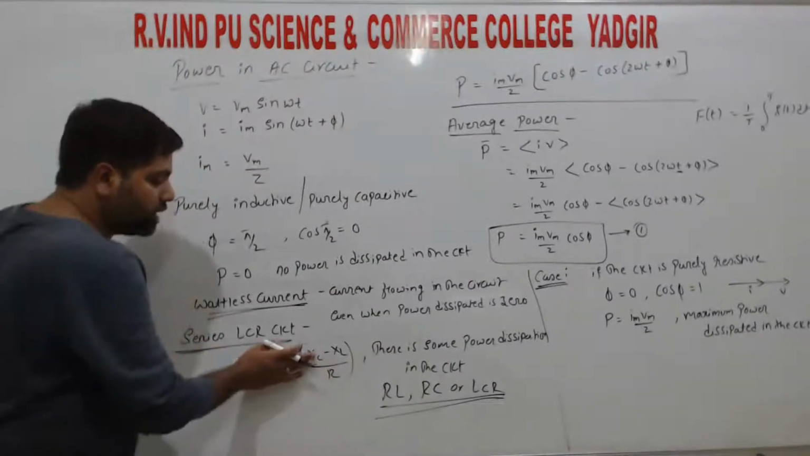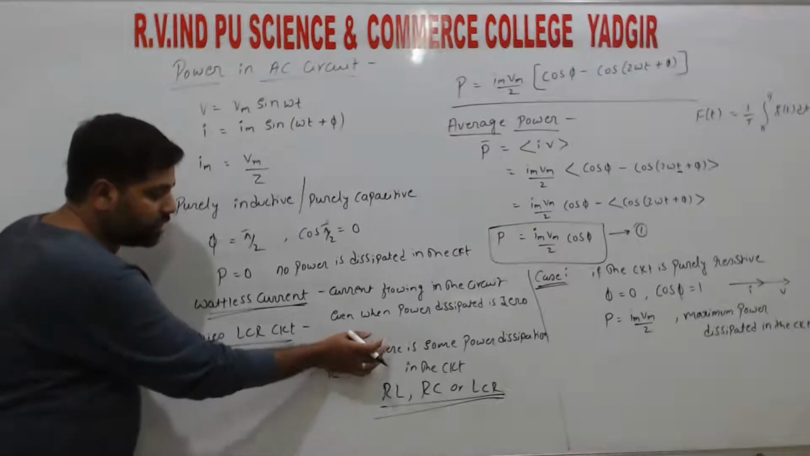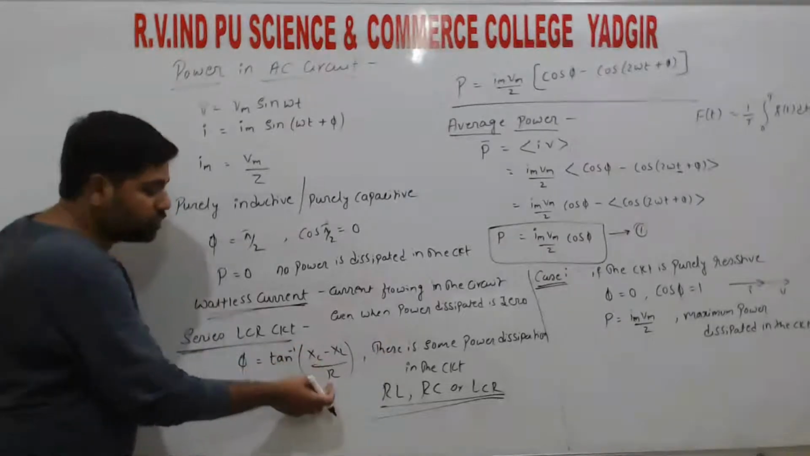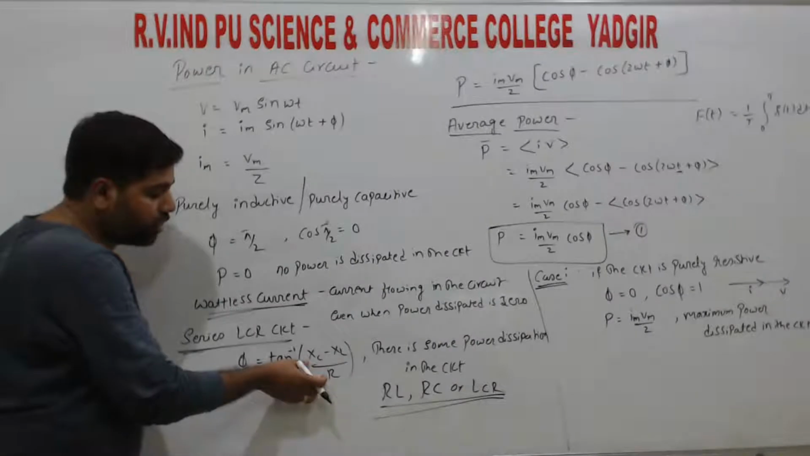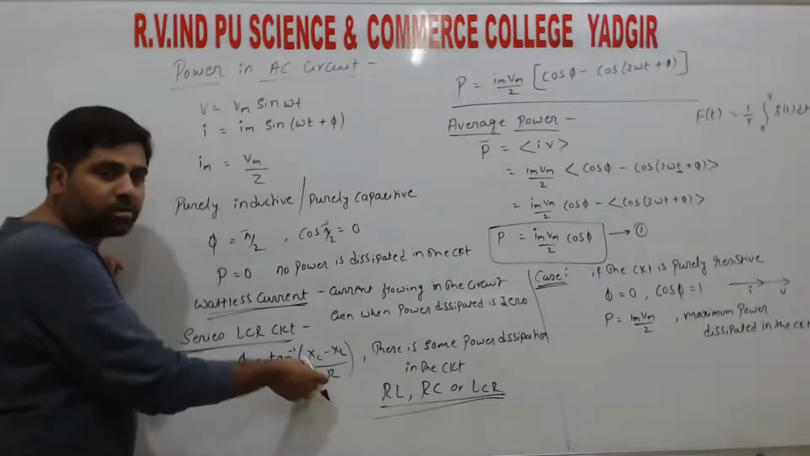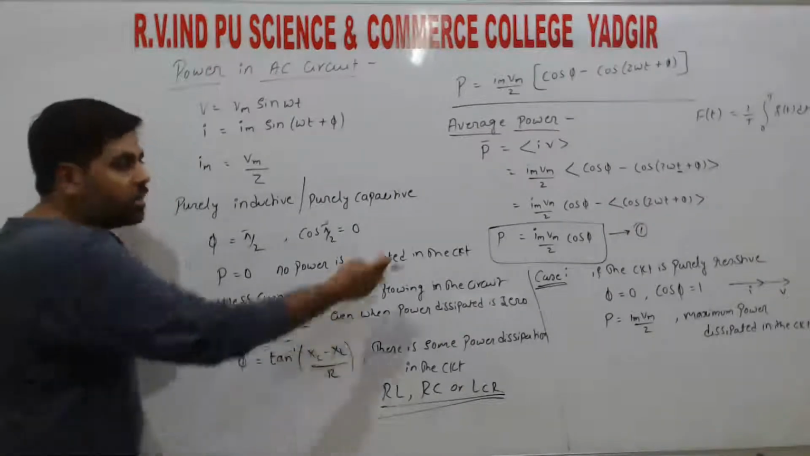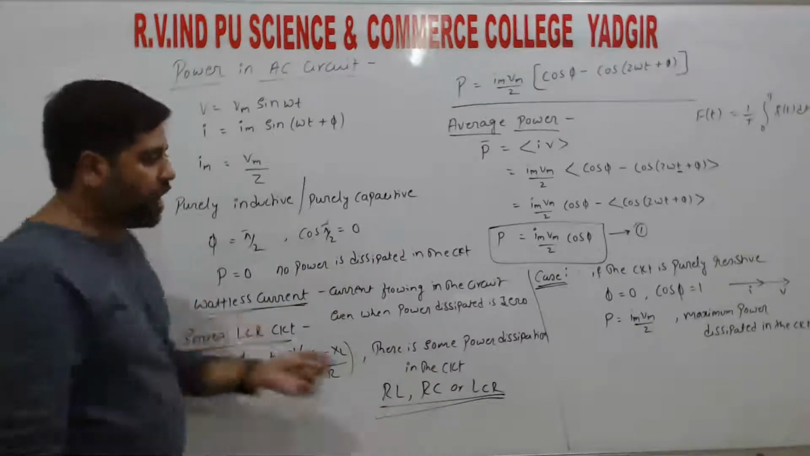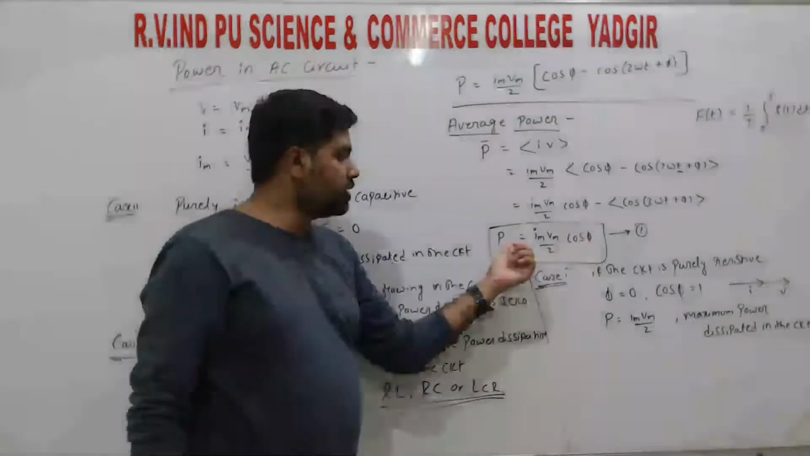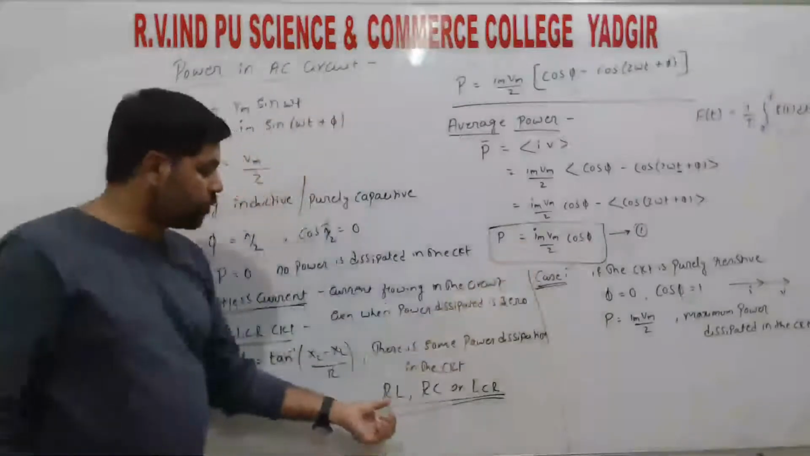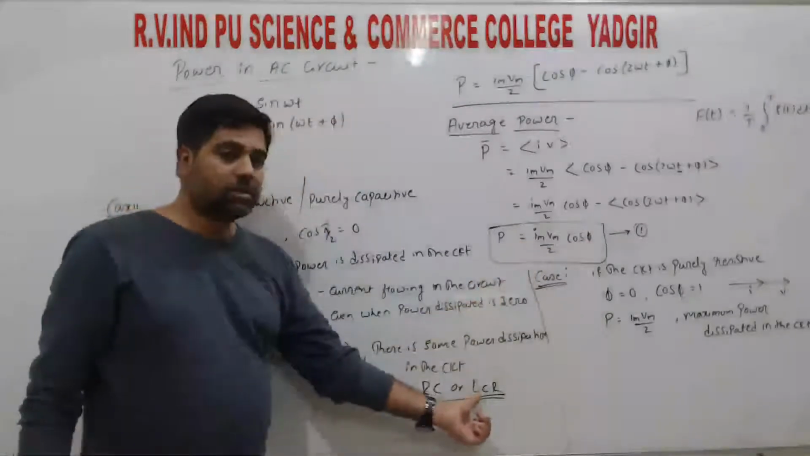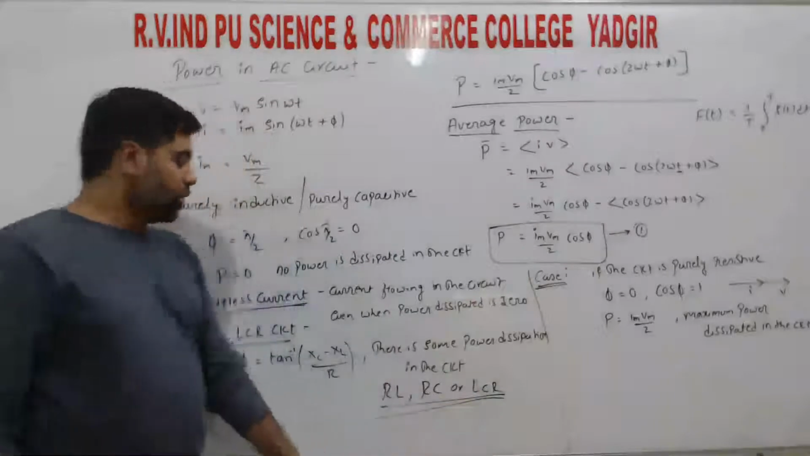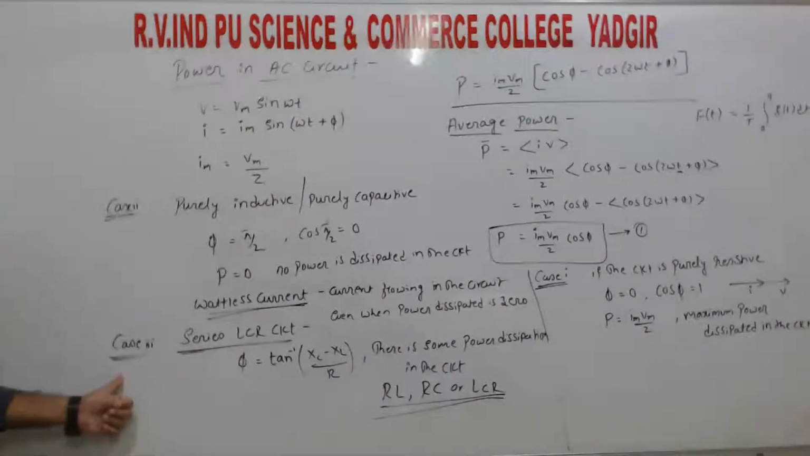Because if we have only the capacitor and resistance, there is no XL, so XC has some value and R has some value. So if we simplify, tan inverse of some angle, and if we substitute in cos phi, again we get some value. So if we get a value, there is power dissipation in the circuit, either it may be RL or RC or series LCR circuit, right? So this is the third case, right?